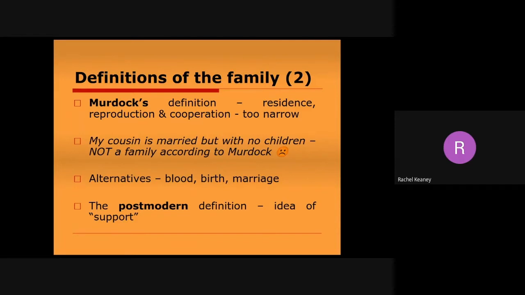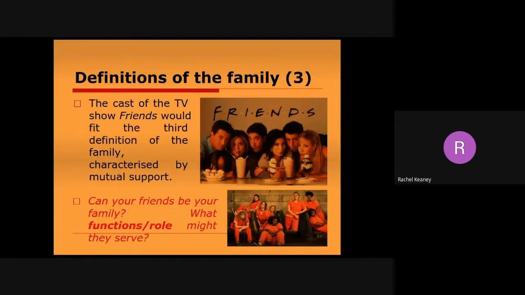Okay, so let's see who this would apply to. The cast of the TV show Friends, who had a very famous reunion recently, would fit the third definition of the family, characterized by mutual support. I've also included here, some of you might recognize the program Orange Is the New Black, which is set in a women's prison. So could it be that you could have support within being in a prison? For example, friendship groups and so on. Could that be something that could happen in prison?